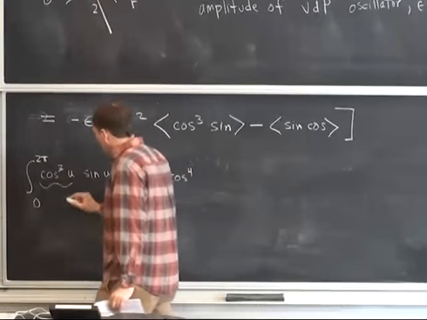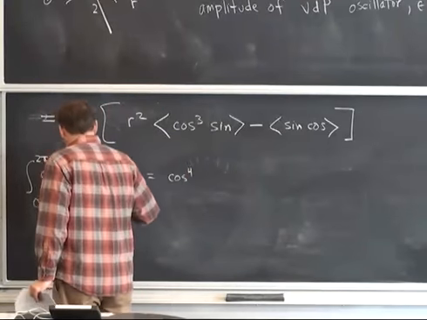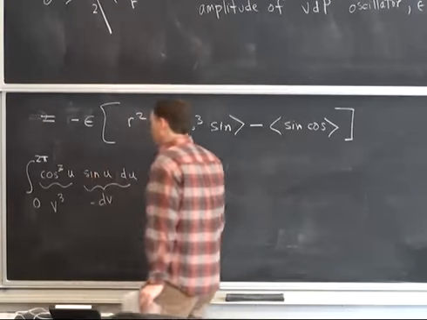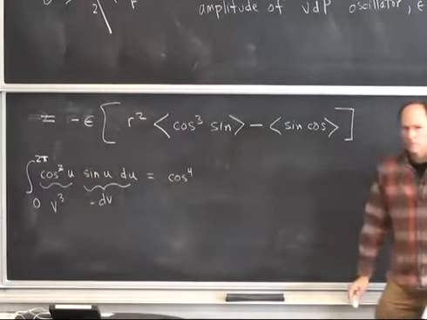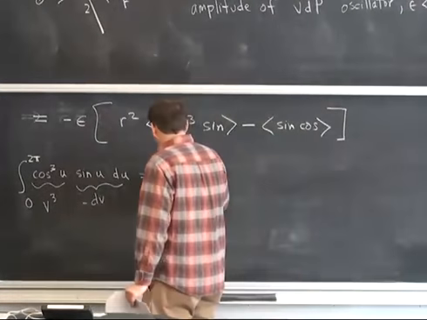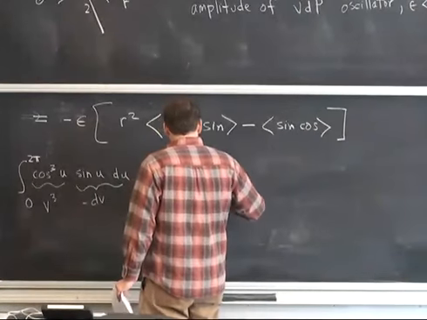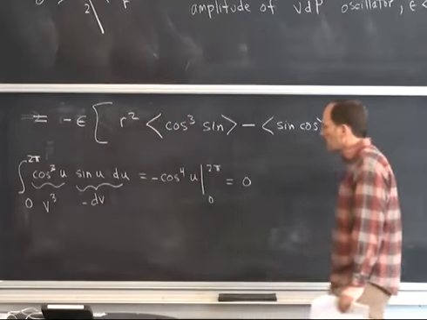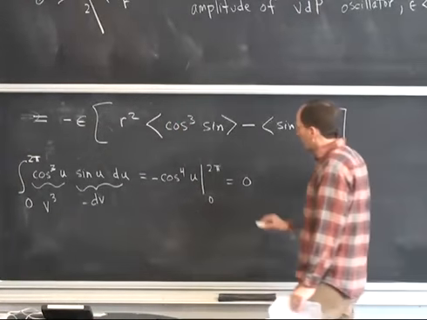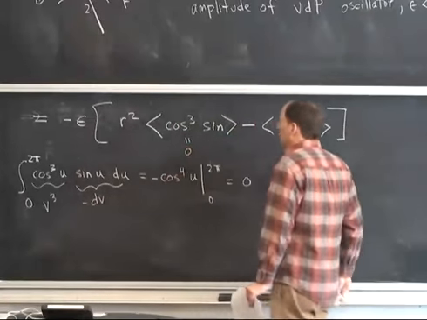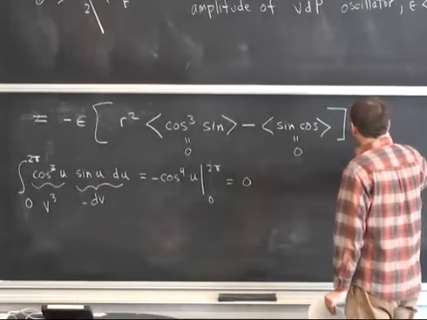If I think of this as v cubed, this term is what, negative dv? Isn't that right? So we would get something like minus cosine to the fourth of u going from 0 to 2 pi. That gives 0. And so I've just memorized that this average is 0 and this one is also 0. And so you end up getting that the whole thing is 0.